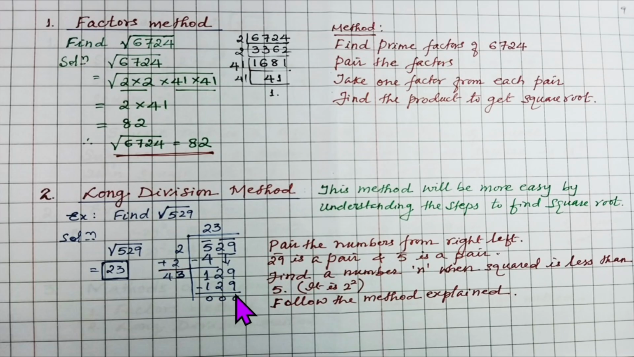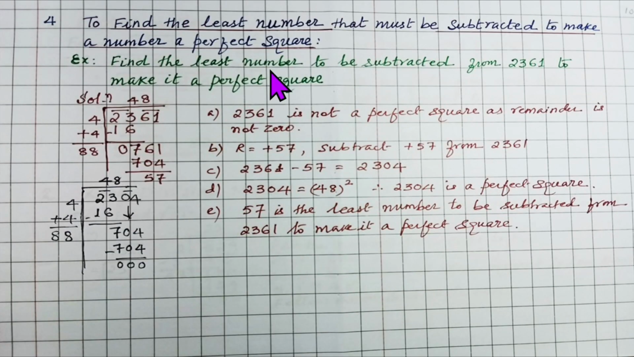And once the remainder becomes 0, then 23 is 100% the square root of 529, and 529 is a perfect square. So that is how we find the square root of any number by the long division method. We'll take a few more examples afterwards.